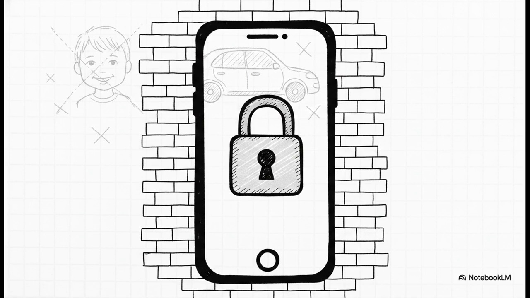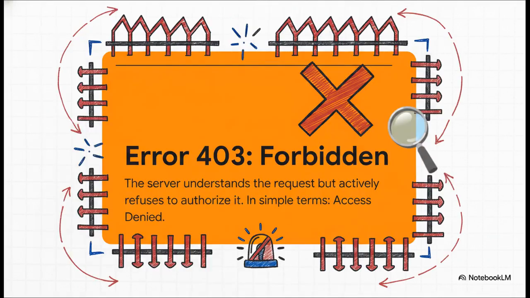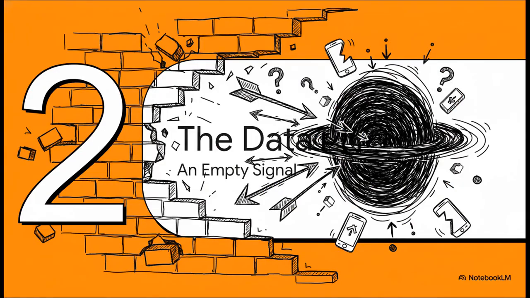This is what thousands of people saw on their screens. Not a child's face, not a suspect's car, just a digital dead end. And the error message they got? Error 403 Forbidden. And you have to understand what the specific error actually means. This isn't some broken link or missing page. A 403 error is the system itself actively saying, no, you are not allowed to see this. The server understood the request for life-saving information, and it deliberately refused to provide it. Access denied.